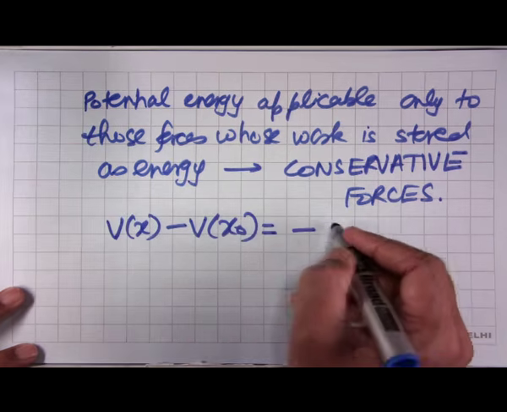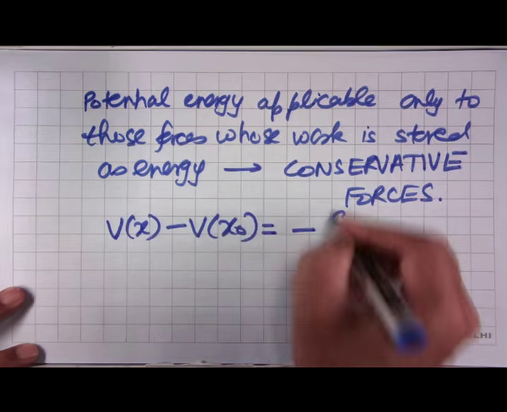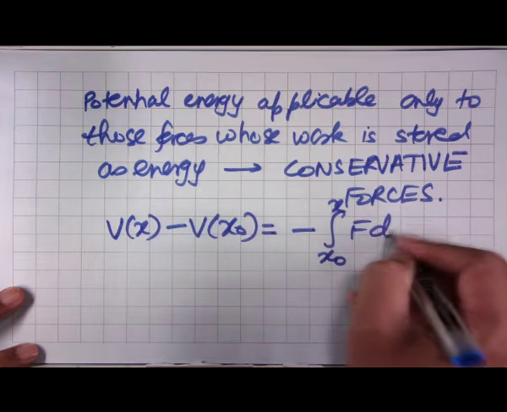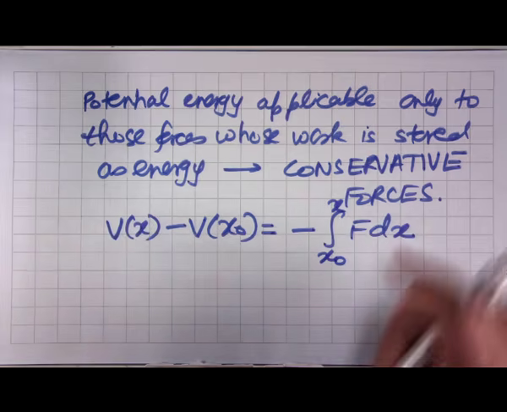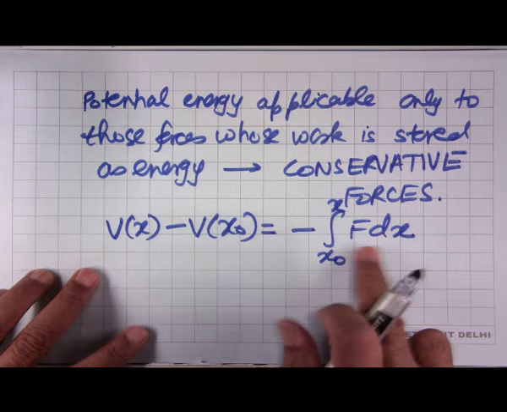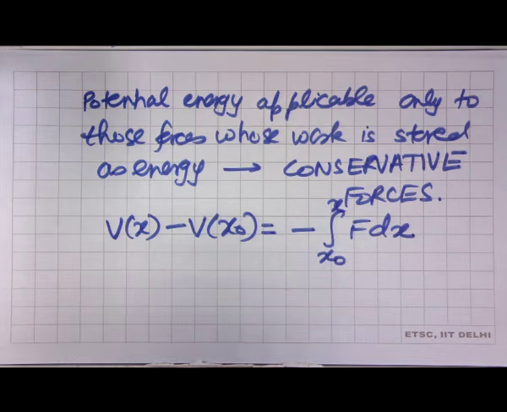And if we look at this expression, V of x minus V of x0 is equal to minus the integral from x0 to x of f dx. This is how we define the potential energy of those forces. F is the force, we integrate that with respect to x, and that is how we get the potential energy.